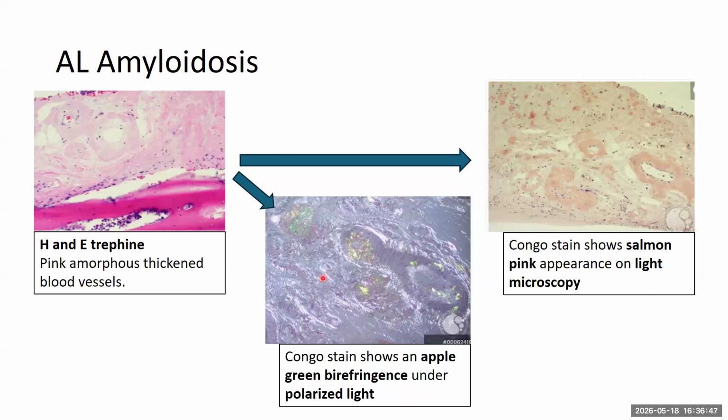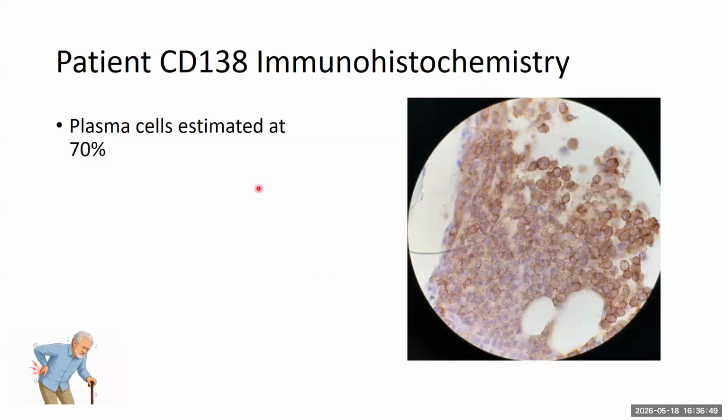Next, we move on to immunohistochemistry, which is essentially the detection of specific antigens on the trephine using chromogenic antibodies. In this case, we use CD138 as it's quite sensitive and specific for plasma cells. And this patient's total plasma cells were estimated at 70%.